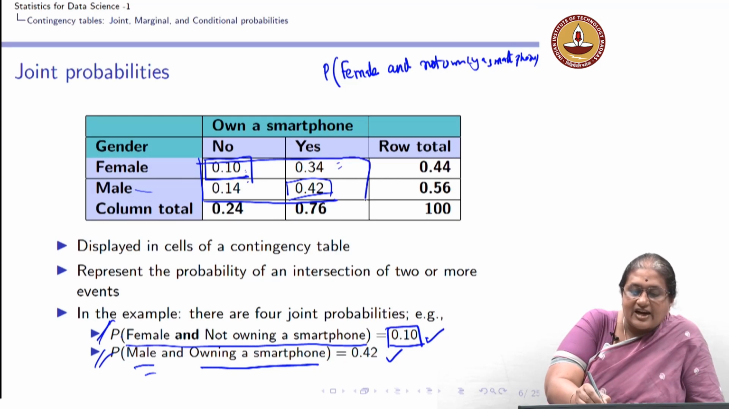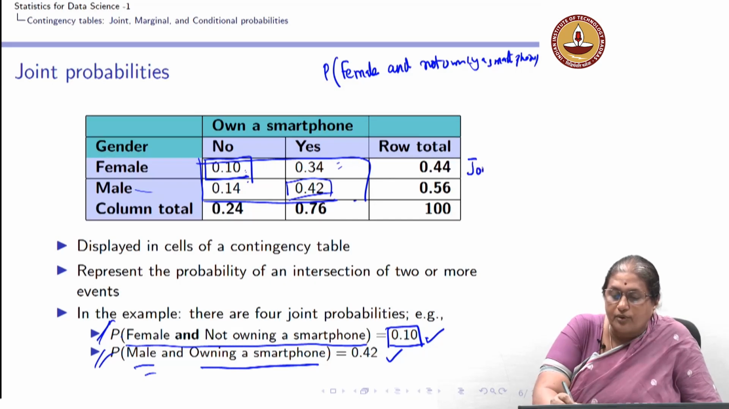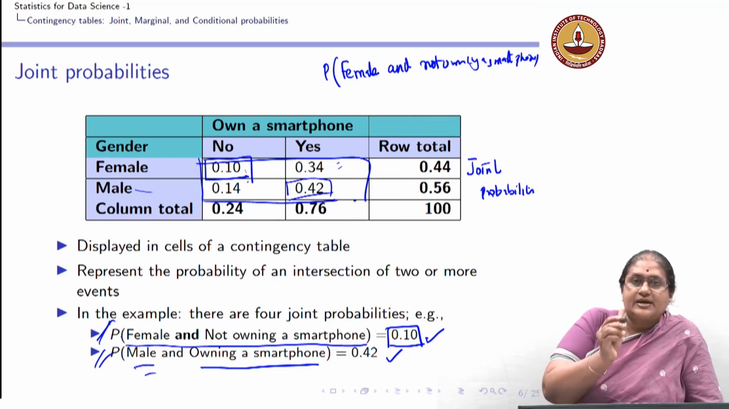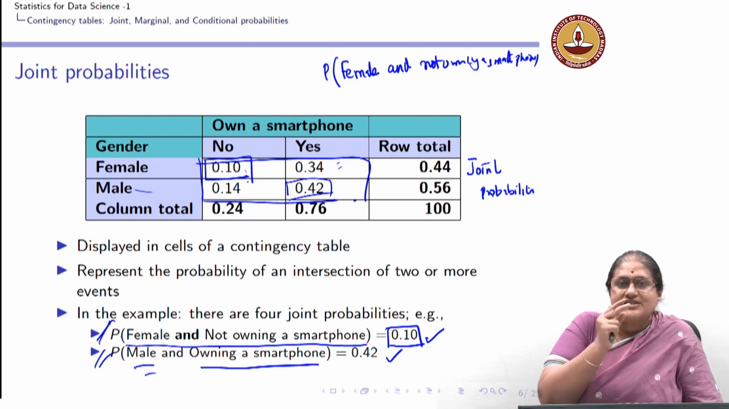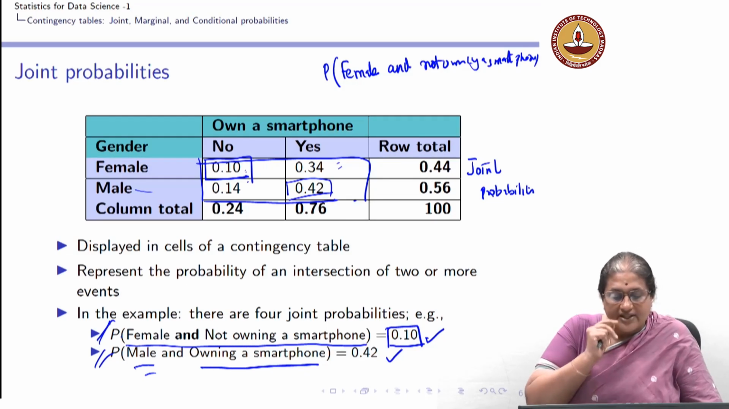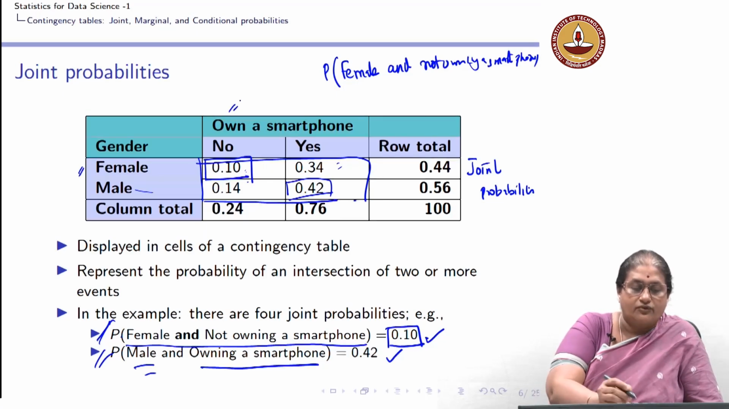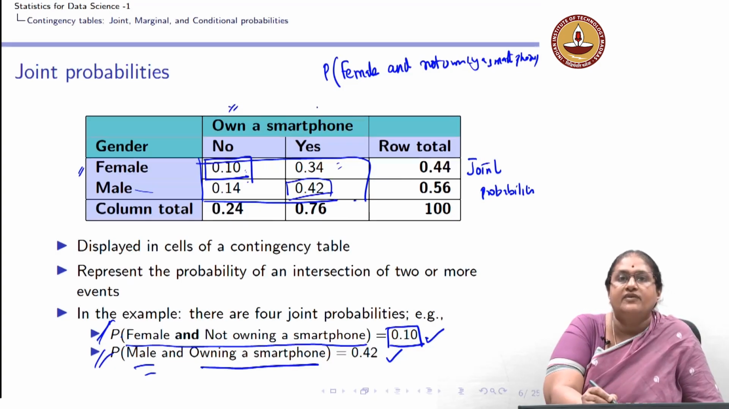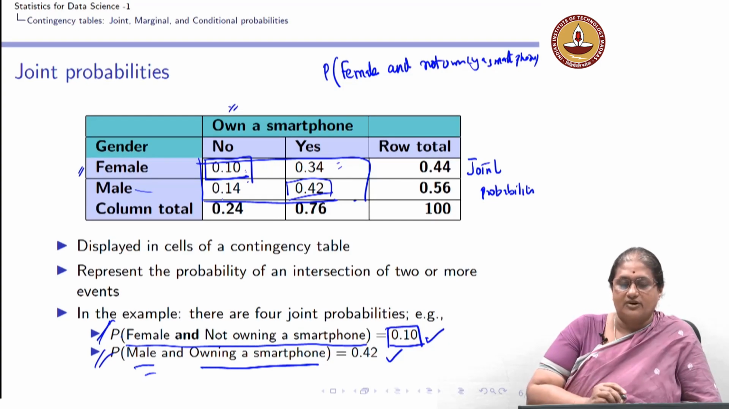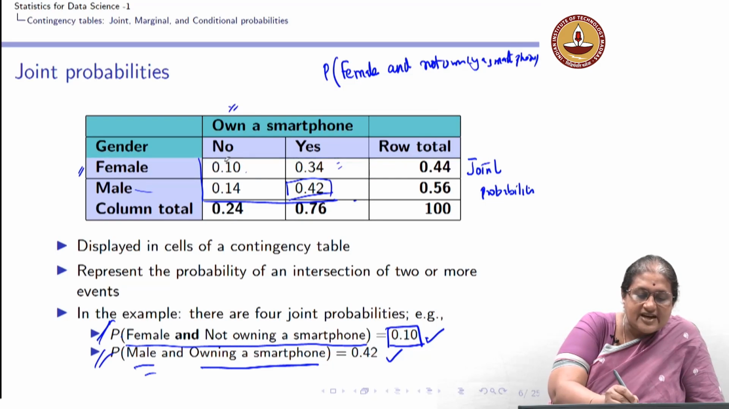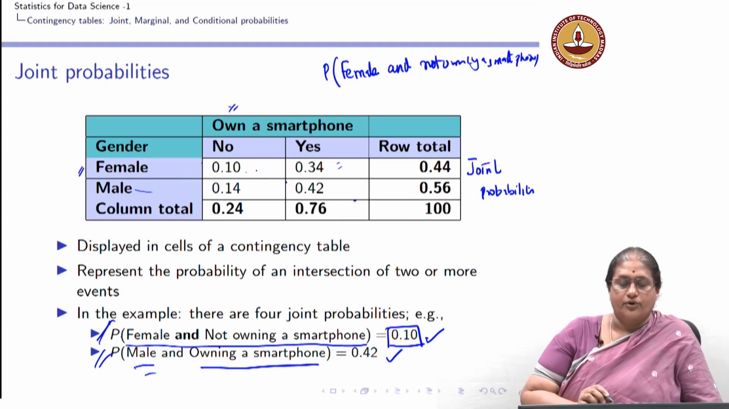These entries are referred to as joint probabilities. The reason they are referred to as joint probabilities is that it is the probability of two events happening together. And what are these events that are happening together? Female with owning a smartphone, female with not owning a smartphone, male not owning a smartphone and male owning a smartphone. So, the entries inside this contingency table are referred to as joint probabilities.